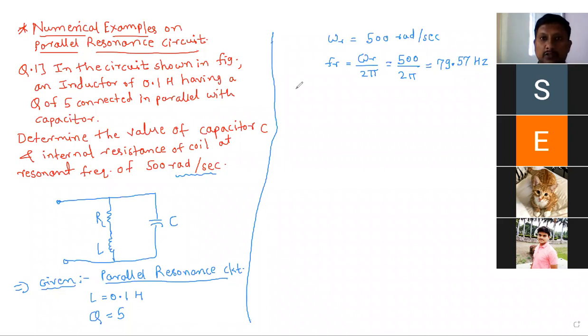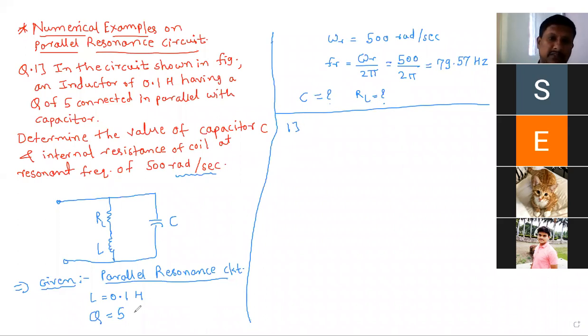Okay, so what do you have to find out? Sorry, the L value is given. The C value you have to find out. Then the RL value you have to find out. These two things you have to find out. So how to start now? Is there any formula based on the given data and what we have to find out?